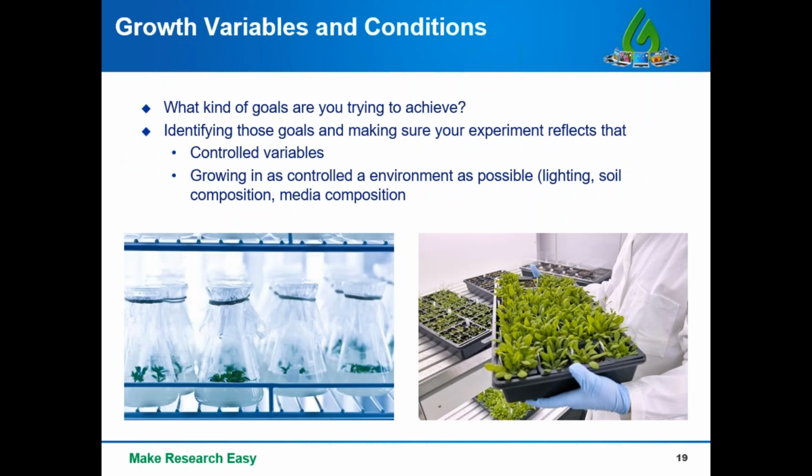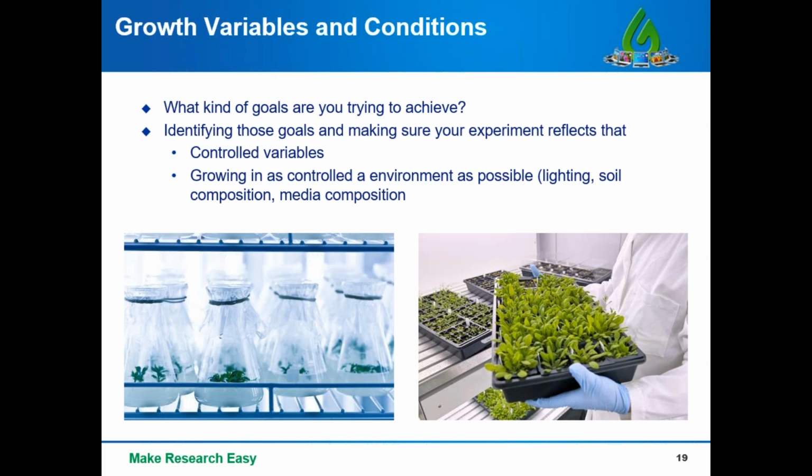With growth variables and conditions, once again, you want to ask what kind of goals you are trying to achieve. Are you trying to mimic wild-type conditions as closely as possible so that you're able to get something that would be seen in nature itself? Or are you just trying to isolate a specific variable to see whether or not that will change what kind of output you get? You want to identify these goals and make sure your experiment reflects that. What that means is your control variables should be level across.